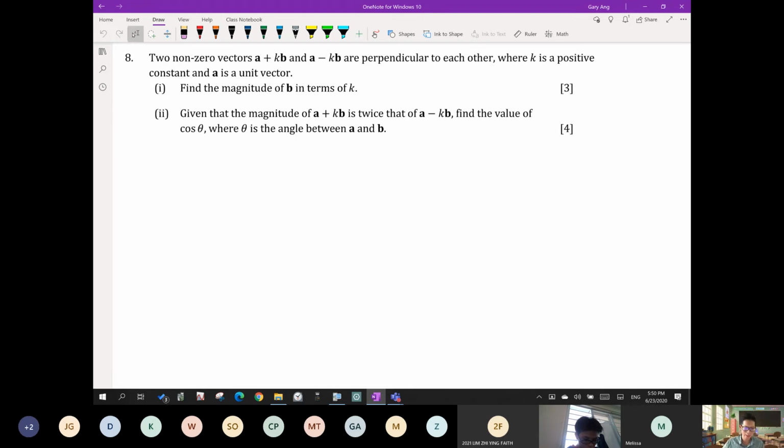Anyways, take a look at this one. This is the kind that if you want to do a dot product, you also cannot do because there's no number, right? So what's going on? Let me drink water.